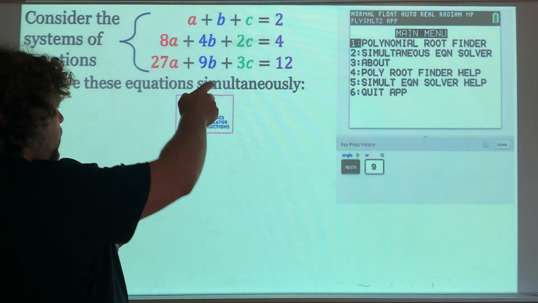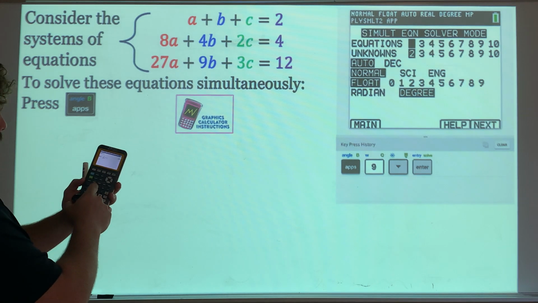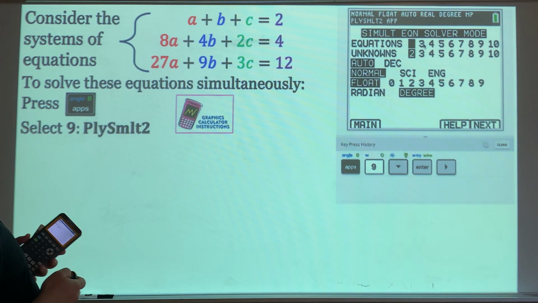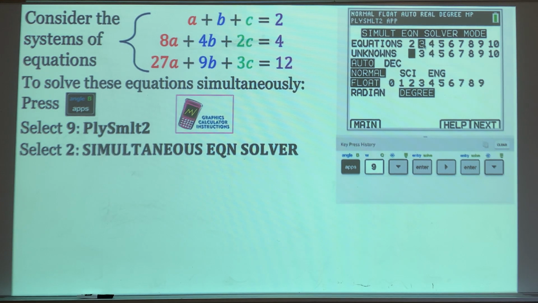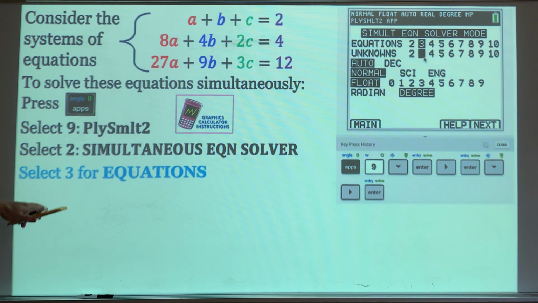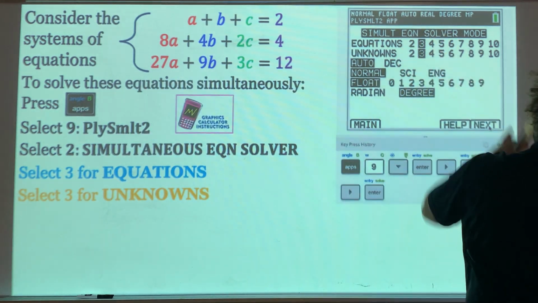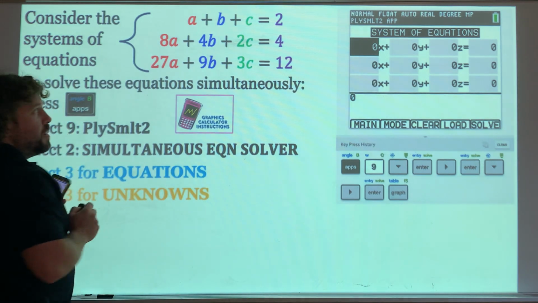Now, you're going to press the Apps button. That Apps button is right here under the X,T,theta,n. Then you're going to select number 9, PlySmlt2, and select Simultaneous Equation Solver. When you do that, you're going to select 3 for equations and 3 for unknowns. So you're going to slide each of those over to 3 because you have 3 pieces.